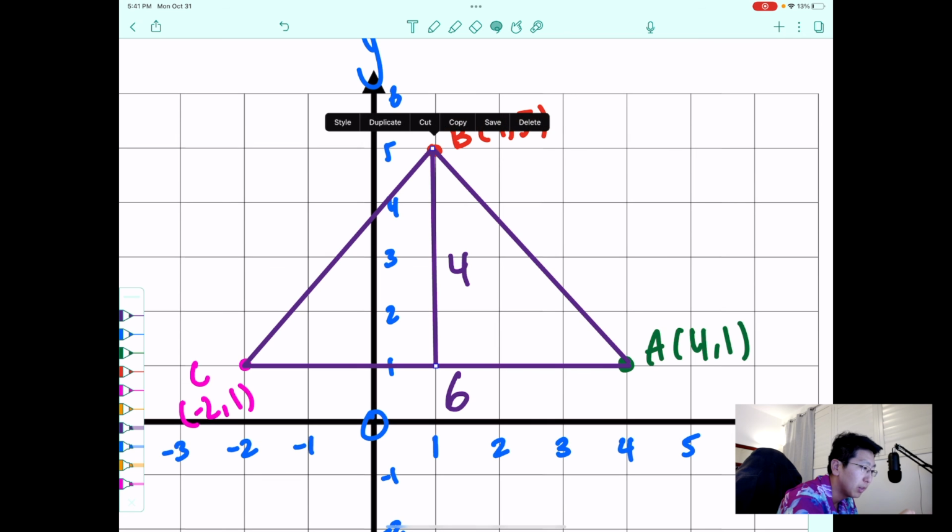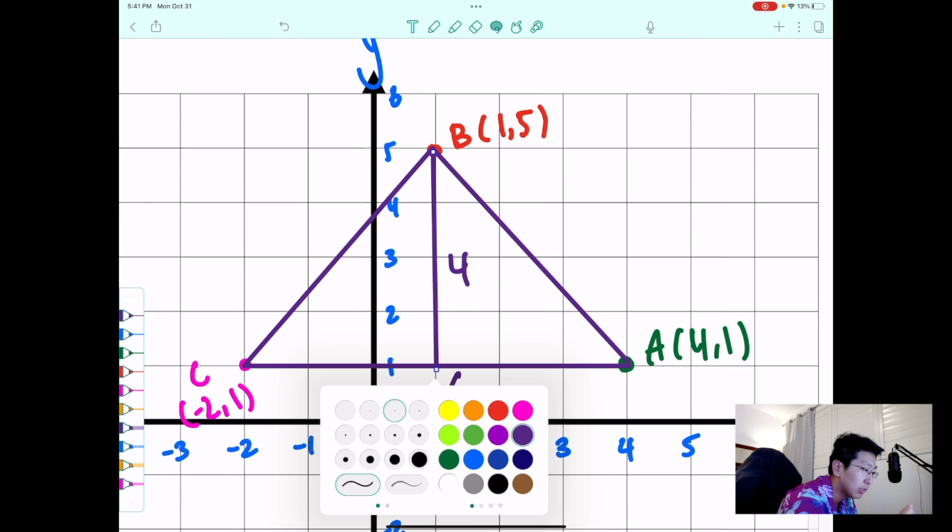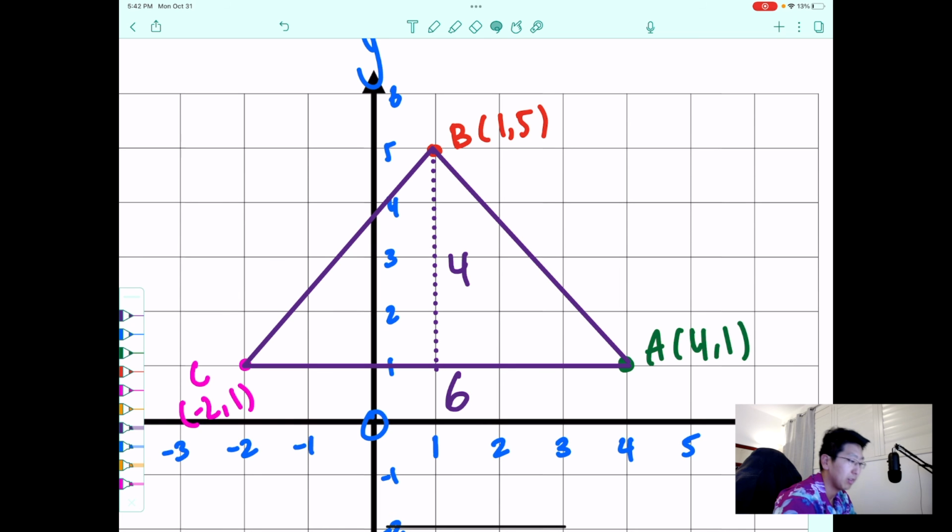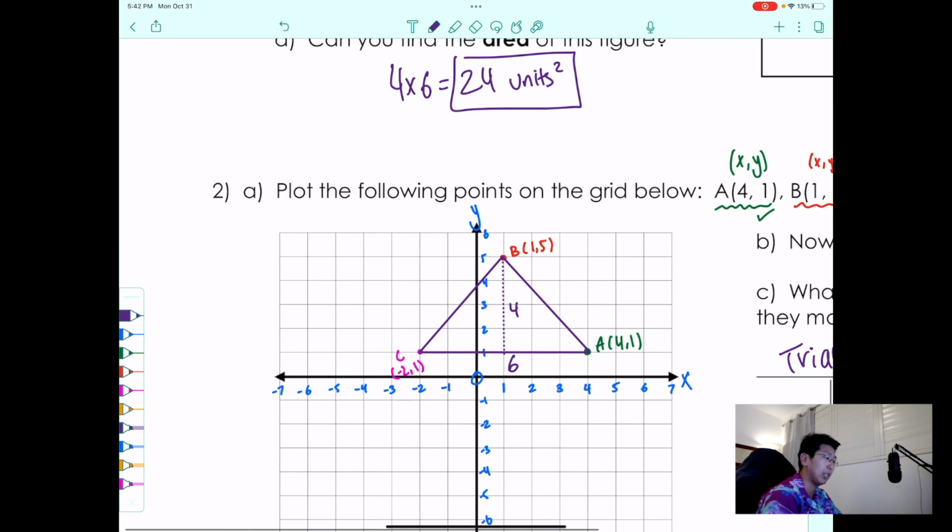Check this out. I'm going to take my lasso, take this, I'm going to just tap on this right here. Style. And I could swipe here. I'll make it a dotted line. Sick, huh? That's right. Mr. Han's cool.